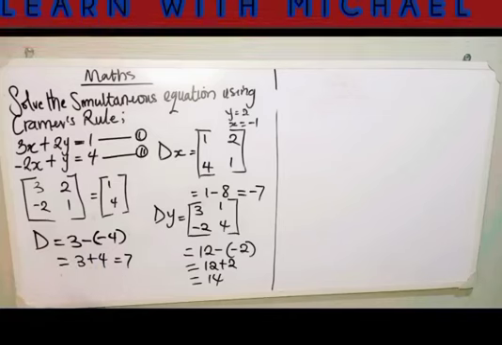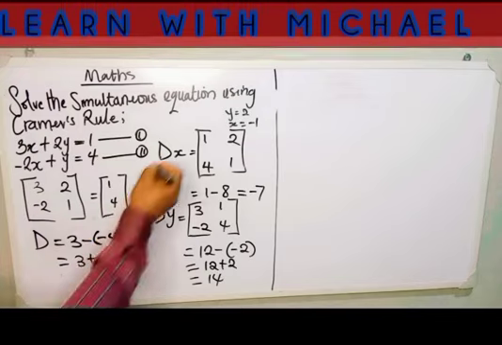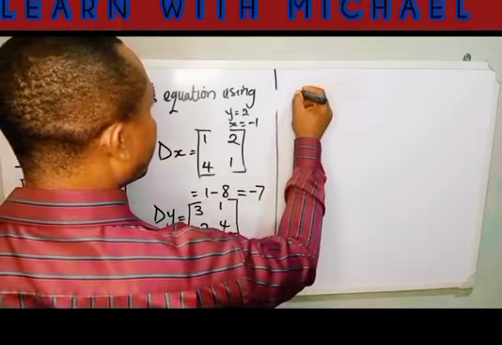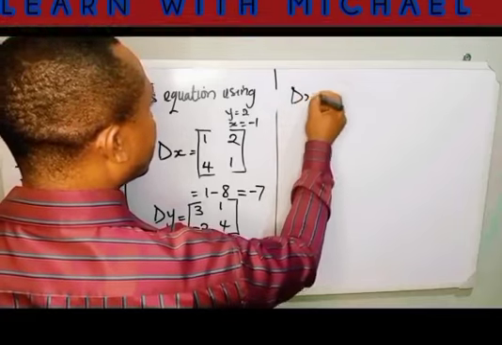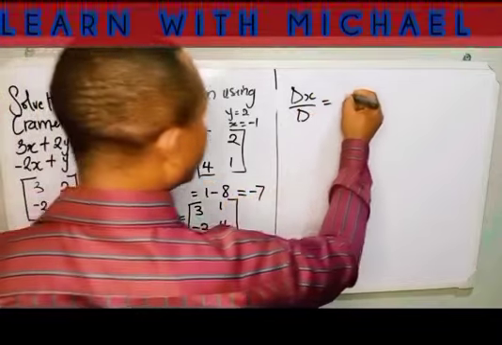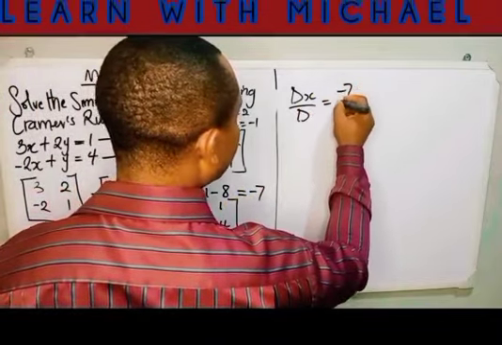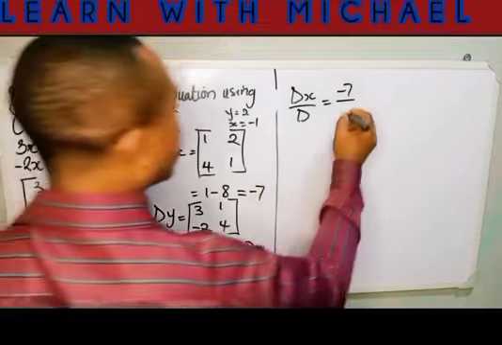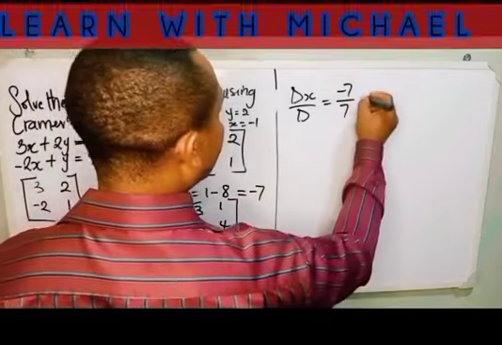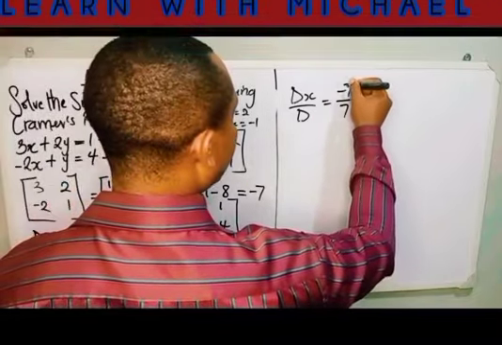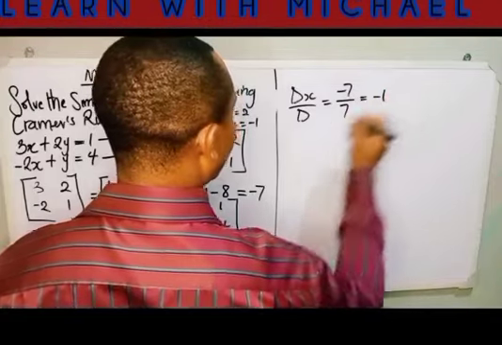Now, to find the values of y and the values of x, let's go ahead and find the value of x. It simply means that what? The value of our x here is what? We're finding dx all over d. That will be equals to the value of our x here is what? Minus 7. Minus 7 divided by what? The value of d. And d here is 7. This will be equals to minus 7 divided by 7, which is going to give you minus 1.